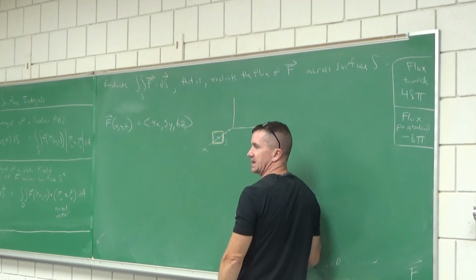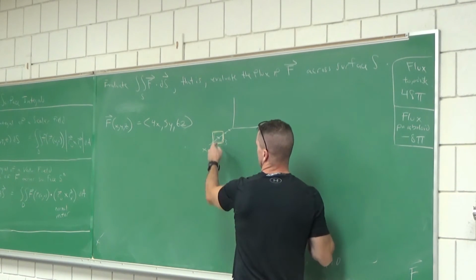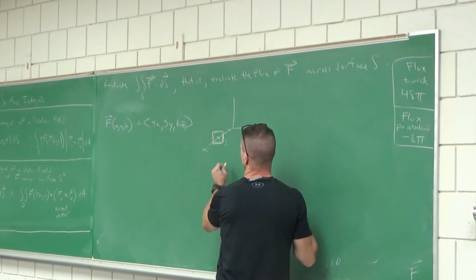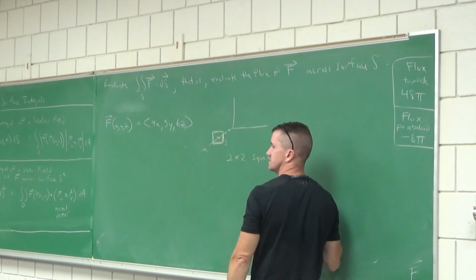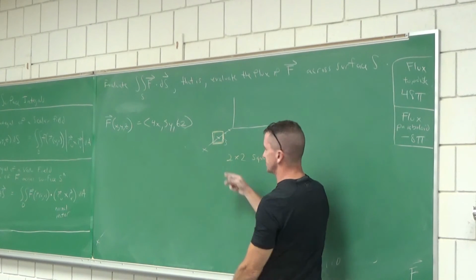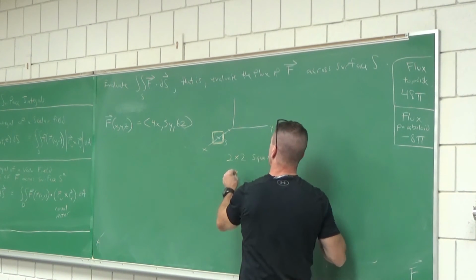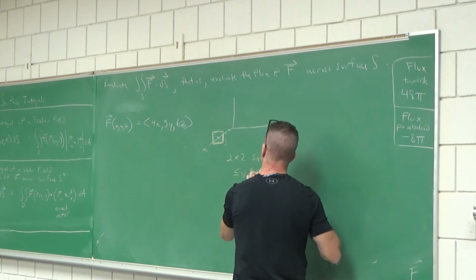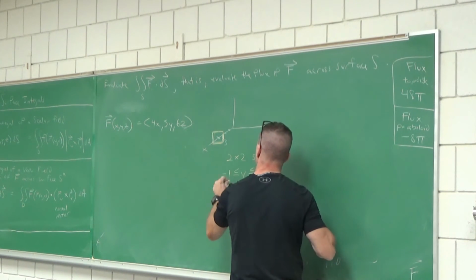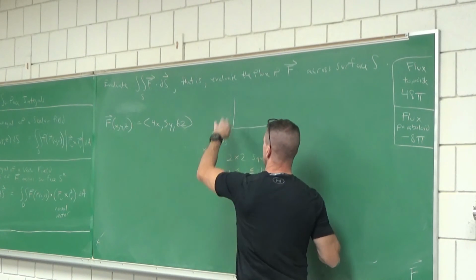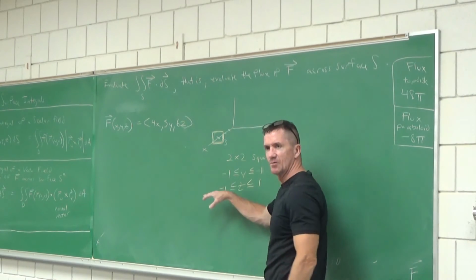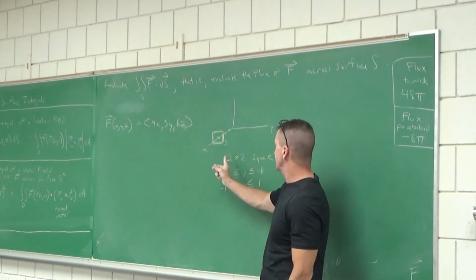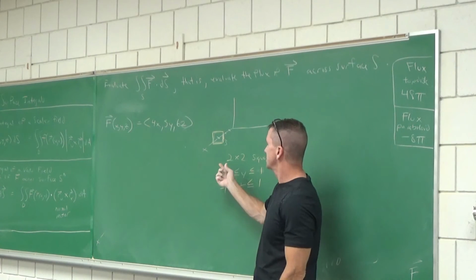But I'm going to tell you how big that square is. That's a square, and it's a 2 by 2 square. So what that would mean is, for the y's, I want you to go from -1 to 1, and then for z, go from -1 to 1. That's what I'm saying about that square right there. What are its dimensions? 2 by 2.